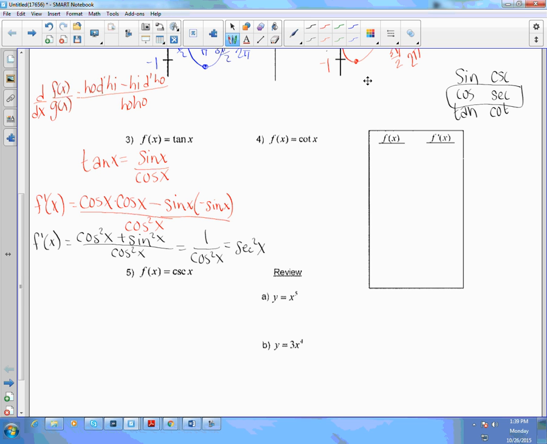That's the derivative of tangent. Okay, so we're going to make a listing. If a function is sine of x, the derivative is cosine of x. If our function is cosine, what's the derivative? Negative sine of x. If our function is tangent, what's the derivative? Positive secant squared of x.